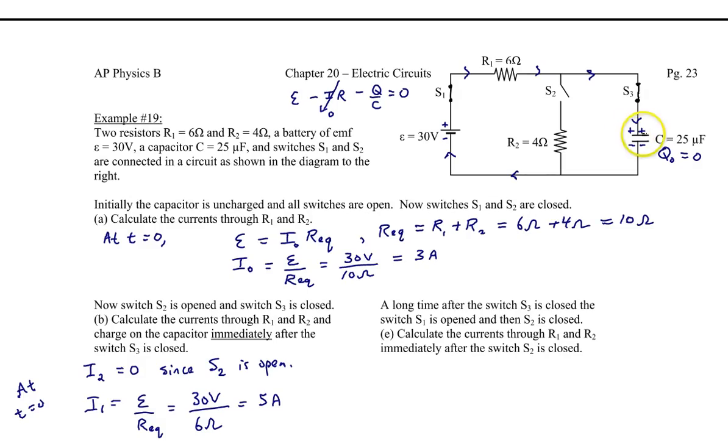Remember that the upper plate of this capacitor is connected to the positive terminal of the battery, hence it's going to be positively charged, and the lower plate here is connected to the negative terminal of the battery, and so it's going to have a negative charge Q on that.